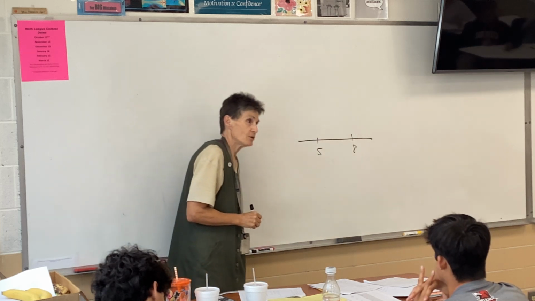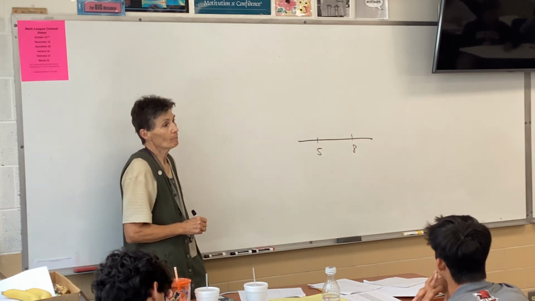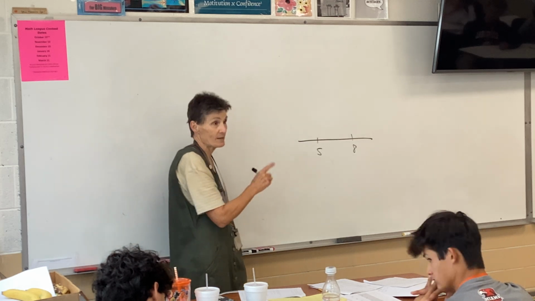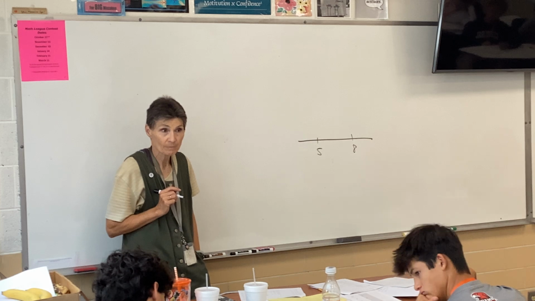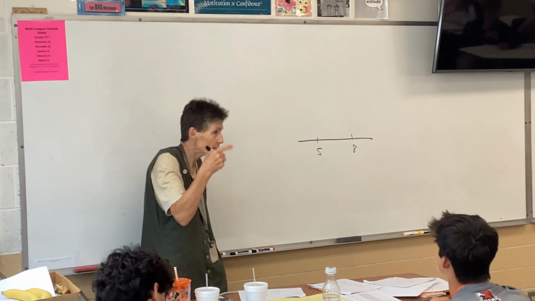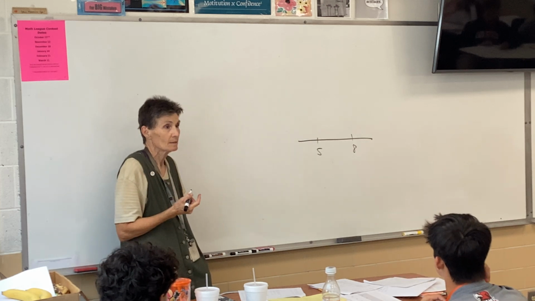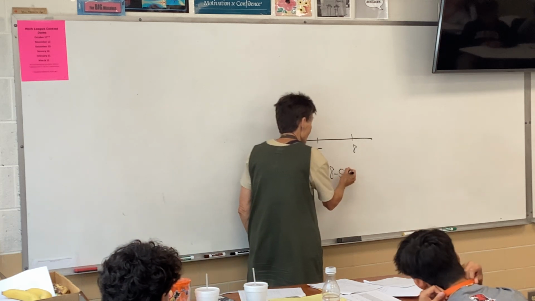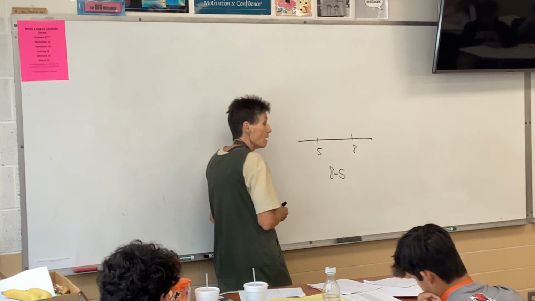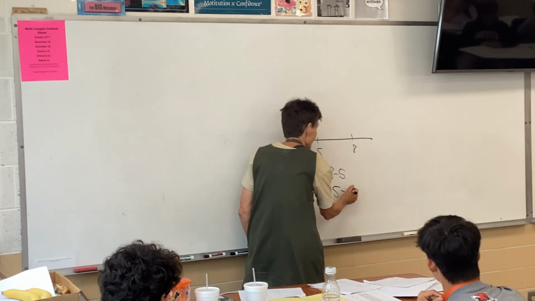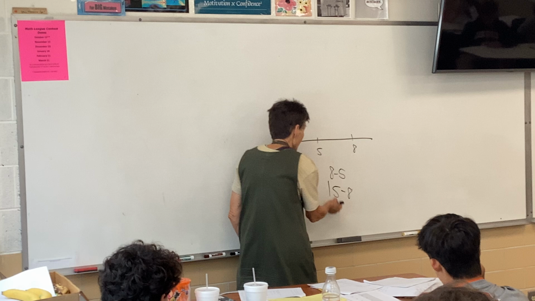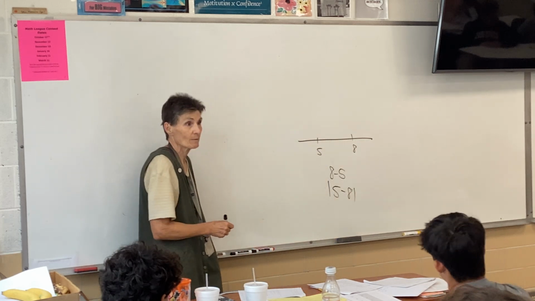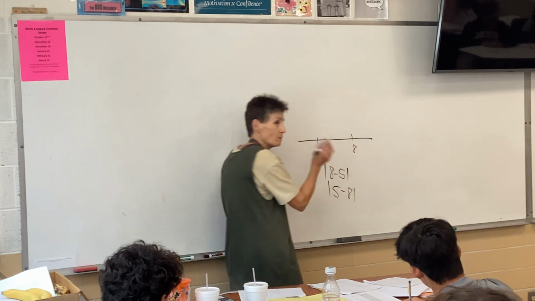If I said to you, how far apart, or what is the distance from 5 to 8, you would all say 3. And how did you get 3? What did you do in your mind? You subtracted, right? So you said 8 minus 5, that would be 3. But we could have done 5 minus 8, and as long as we take absolute value, it's still 3, right? So either one of these would be fine.